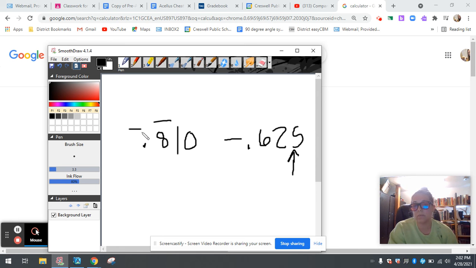So we're comparing basically negative 0.810 to negative 0.625. So negative 0.625 is actually greater than negative 0.81. If these were positive, 0.81 would be bigger, but since they're negative, that's not the case.